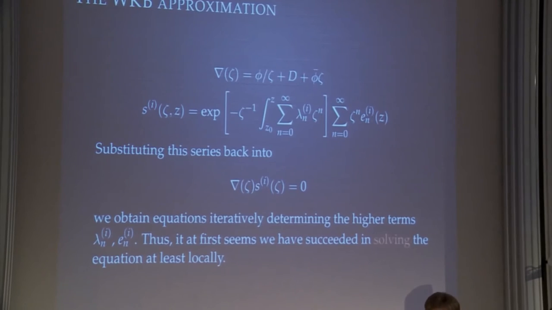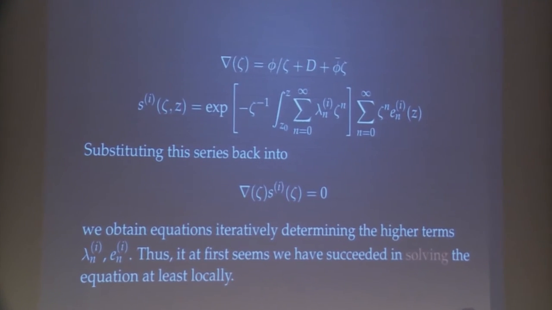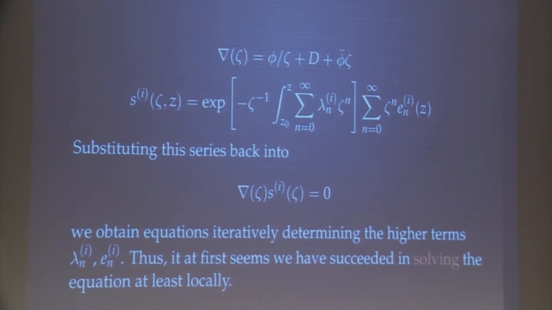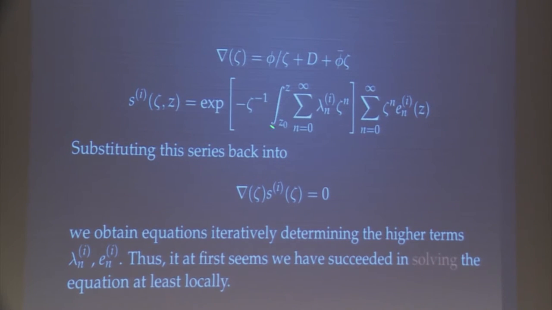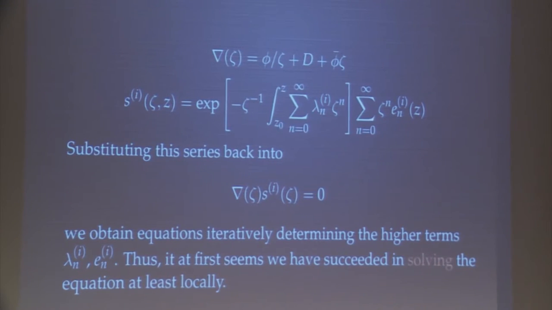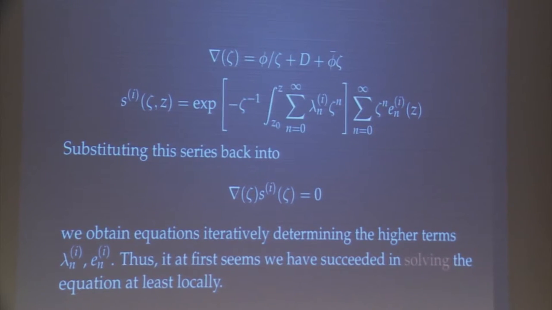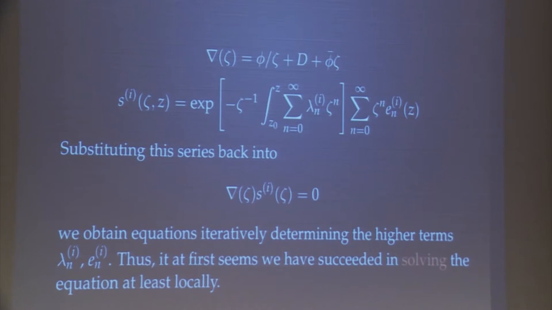So that's great. It looks like you've managed to solve the equation, at least locally, right? You diagonalize the Higgs field locally, you get this basis of solutions, and now you've completely solved it. So in particular, all the dependence on a base point is only in this integral. And so in order to evolve the equation, in order to work out its monodromy, all you have to do is evaluate some integrals of these forms.